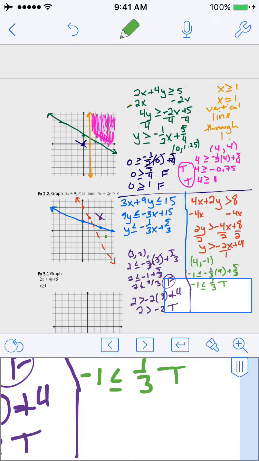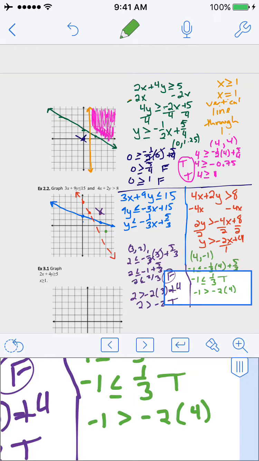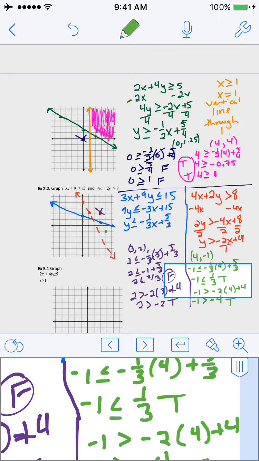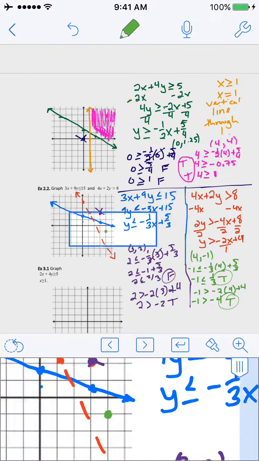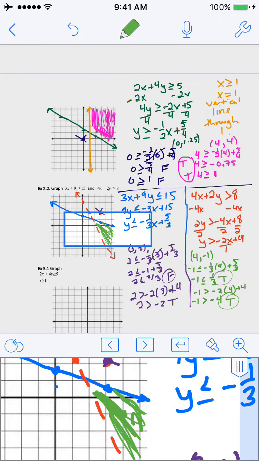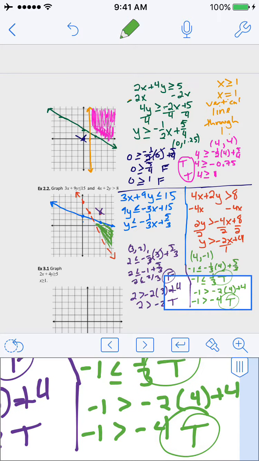Now we'll test out the other one. Is negative 1 greater than negative 2 times 4 plus 4? Well, that means negative 1 is greater than negative 8 plus 4, which is negative 4. Is that a true statement? Yes, negative 1 is greater than negative 4. So we get true and true. That must be our zone that we want. So just this little triangle right here is the zone that we want, because that's the only place where these guys are going to give us true and true.